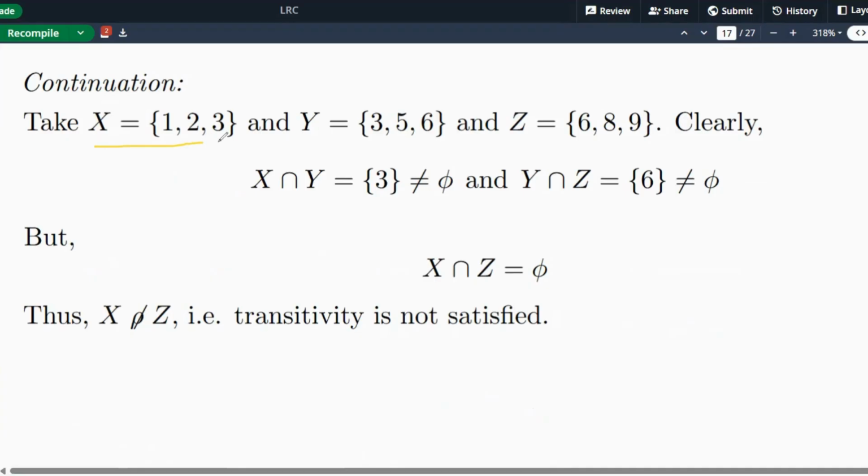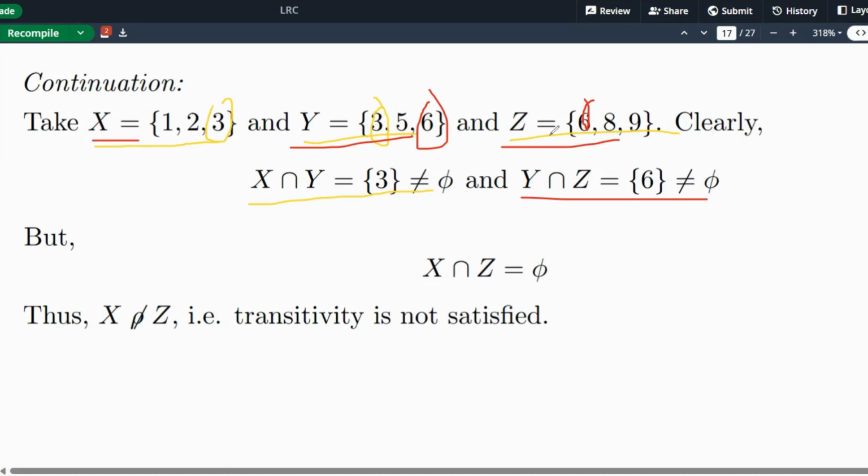So, let X be the set 1, 2, 3, Y be the set containing 3, 5, 6, Z be the set containing 6, 8, 9. So, yung X and Y, magjowa sila kasi hindi empty yung intersection lang ni 3. Kasi yan yung common element nila. Hindi sila empty. Si Y, jowa niya si Z, kasi meron silang common element which is 6. So, hindi empty yung intersection nila. So, si X and Y magjowa, si Y and Z magjowa.